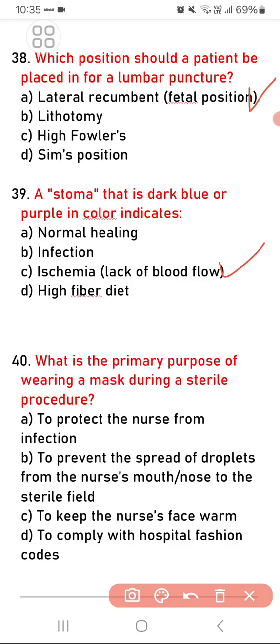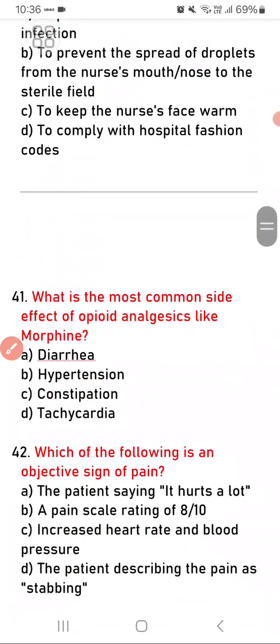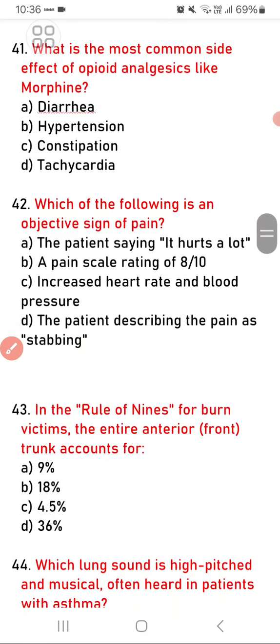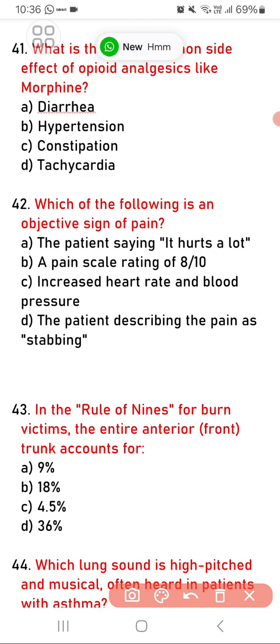What is the primary purpose of wearing a mask during a sterile procedure? To prevent the spread of droplets from the nurse's mouth or nose to the sterile field. What is the most common side effect of opioid analgesics like morphine? Constipation.